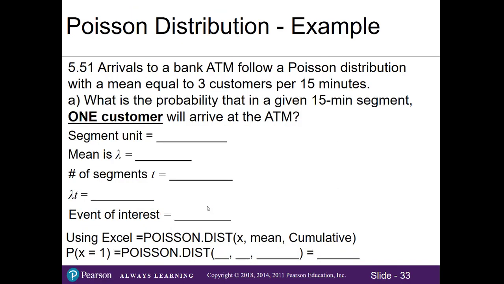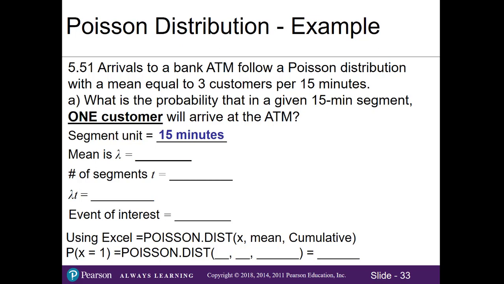Arrivals to a bank ATM follow a Poisson distribution with a mean equal to 3 customers per 15 minutes. What is the probability that in a given 15-minute segment, one customer will arrive at the ATM? So first we need to dissect our problem. What is the segment unit defined in our story? In this case, it's every 15 minutes.